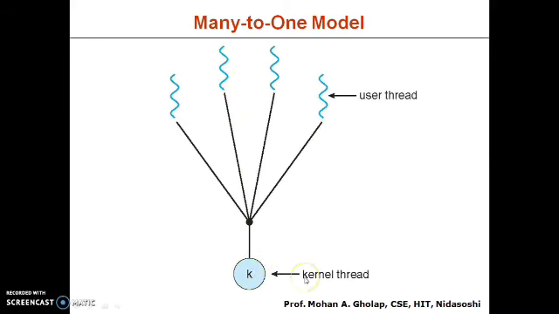Although you have a number of user threads mapping to a particular kernel thread, at that time only one user thread will be allowed to interact with the kernel. In this case, the other threads will simply waste their resources and time. Also, whenever one user thread is executing a task, the others cannot execute theirs, because at a time only one user thread can access the corresponding kernel thread. So this is about the many-to-one model.